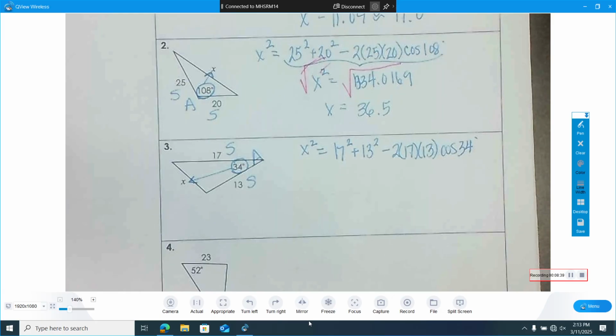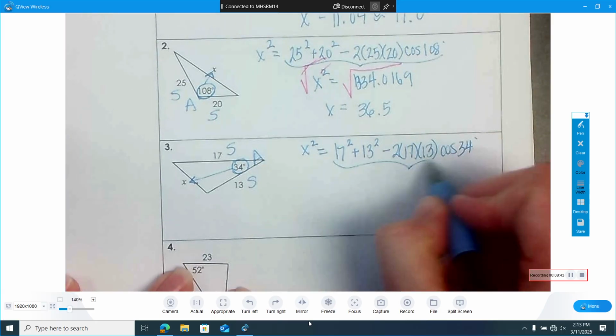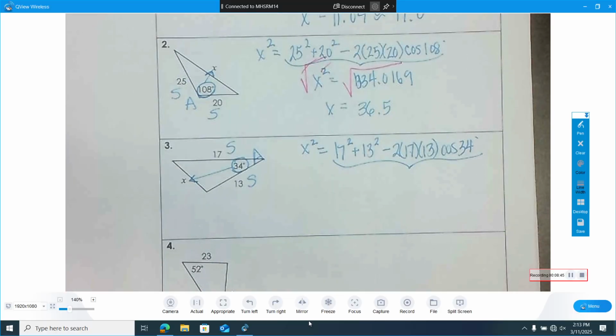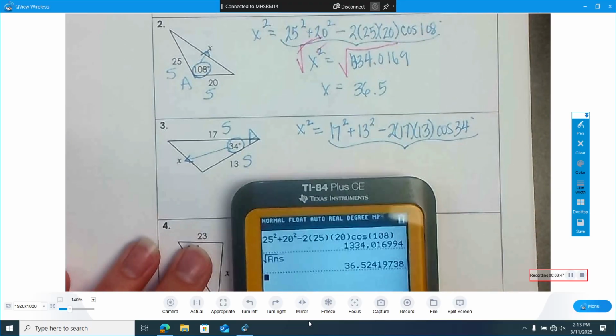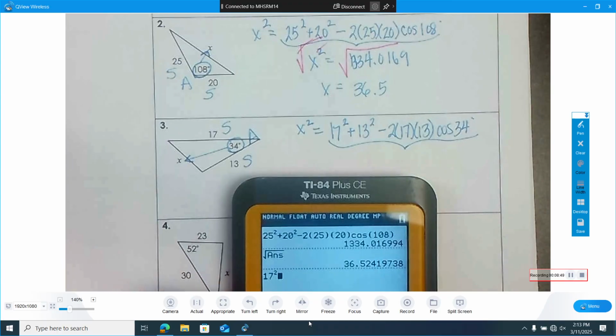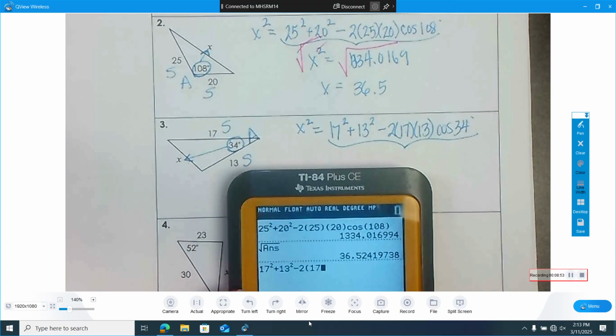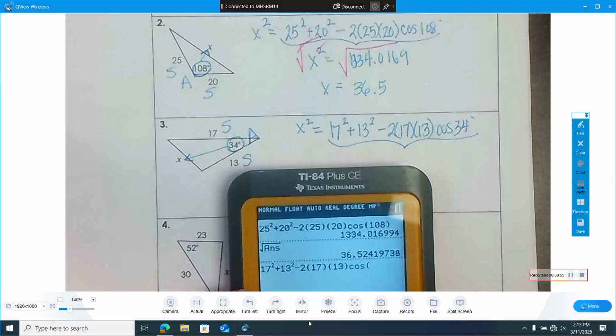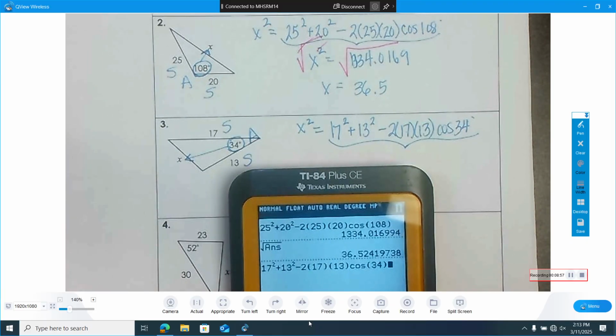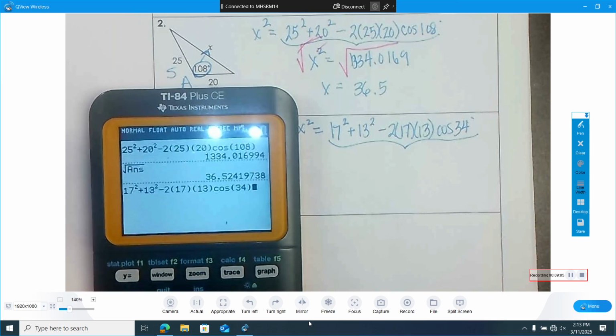I really prefer words. Just saying that phrase over and over is really the best way to go. Nice little pattern. Minus 2 times 17 times 13 times the cosine of 34. Do we have a very high potential for calculator problems? Yeah, there's so much typing in here. So, be careful, take your time.